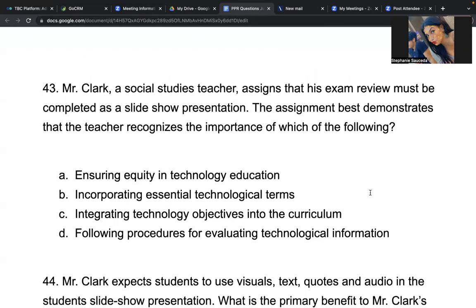All right. Mr. Clark, a social studies teacher, assigns that his exam review must be completed as a slideshow presentation. The assignment demonstrates that the teacher recognizes the importance of which of the following. Okay. What's happening here? They must complete the slideshow presentation as a final exam. An exam review. Oh, okay, the exam review.